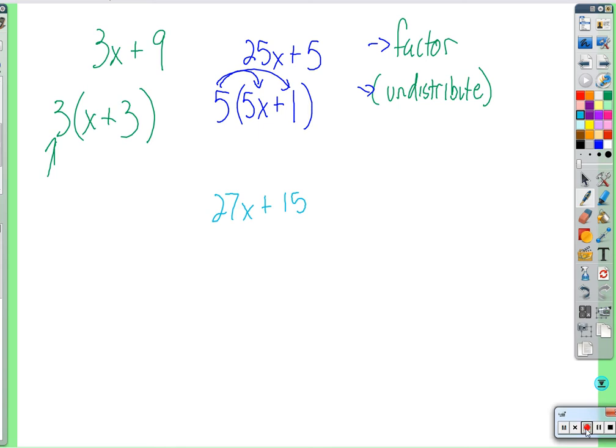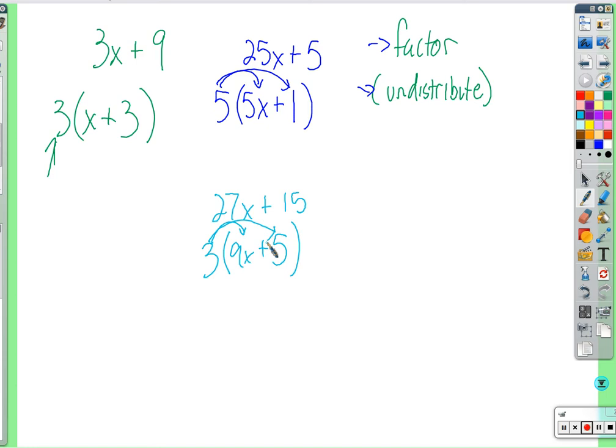What is the largest factor that these both have in common? Three. Okay, so 3 times what is 27x? 9x. Plus 5. Because when you distribute the 3 to the 5, you get your 15.